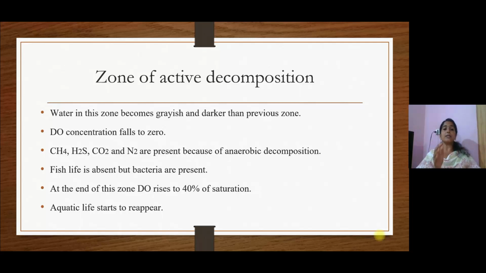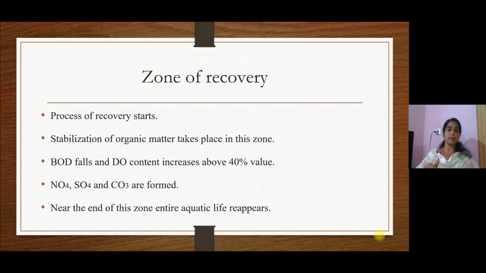And the fish life is absent, but bacteria will be present. At the end of this zone, the dissolved oxygen content will start to rise up to 40% of saturation level. That is, aquatic life starts to reappear. That is, reaeration will happen at the end of this zone. Then the zone of recovery.